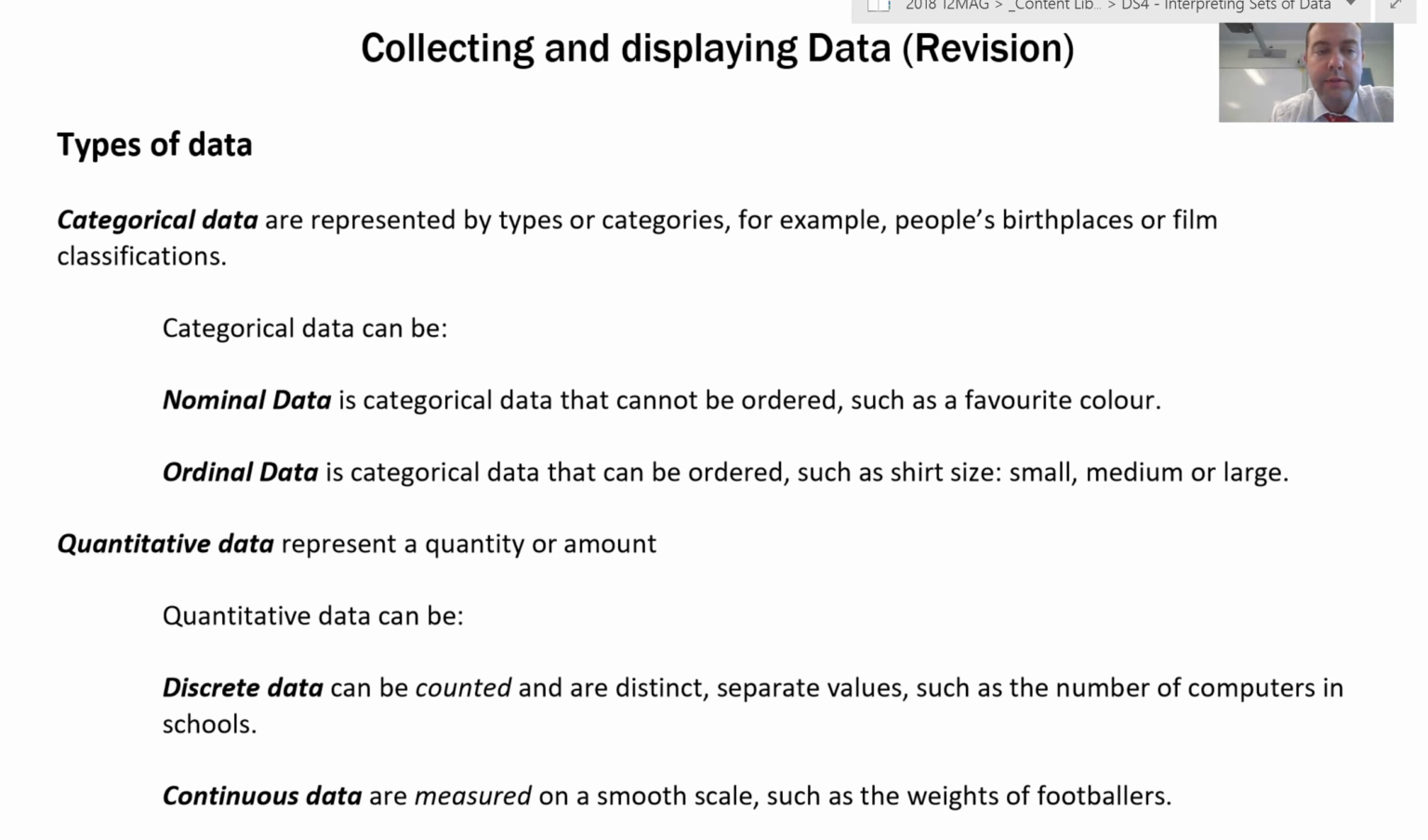Right, what sort of data is this? How do you classify this? Now, broadly, two things, categorical or quantitative, right? Is it a sort of a type, or is it an amount? Okay, types, categories, amounts, quantitative. Now, each of those can be broken down into two subgroups as well.